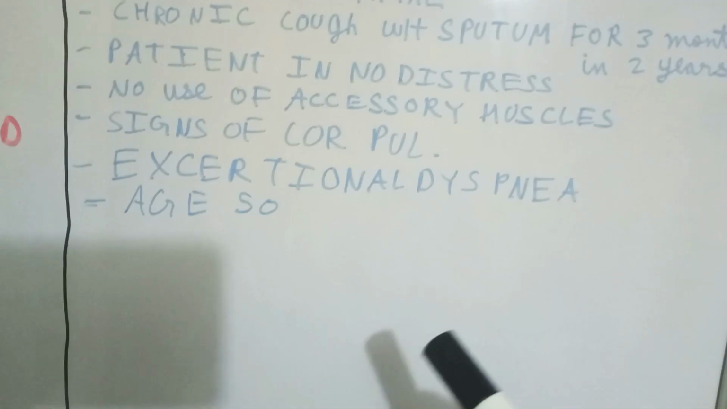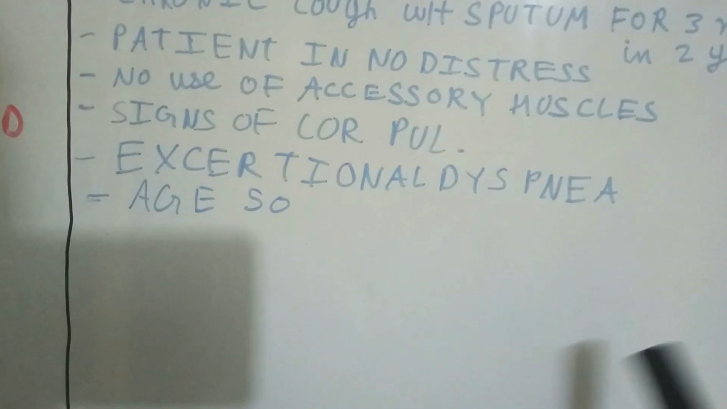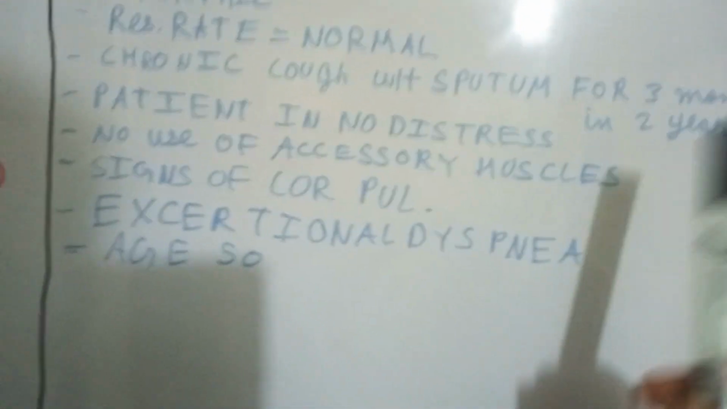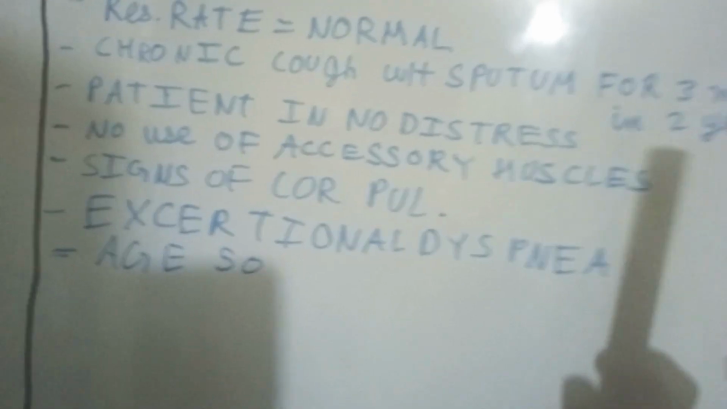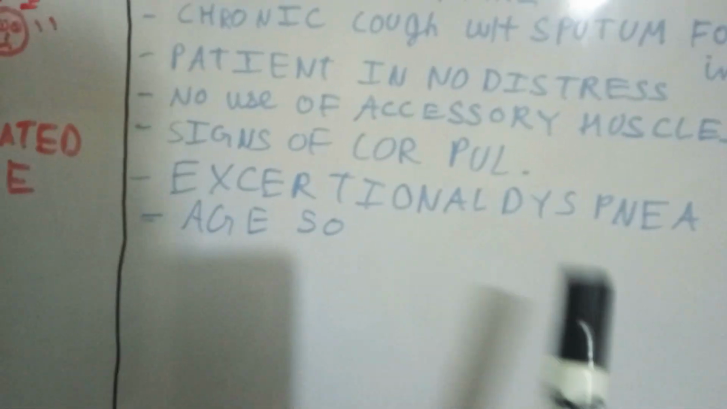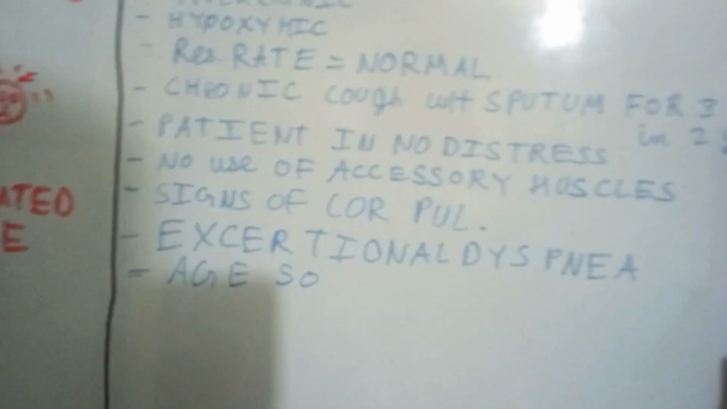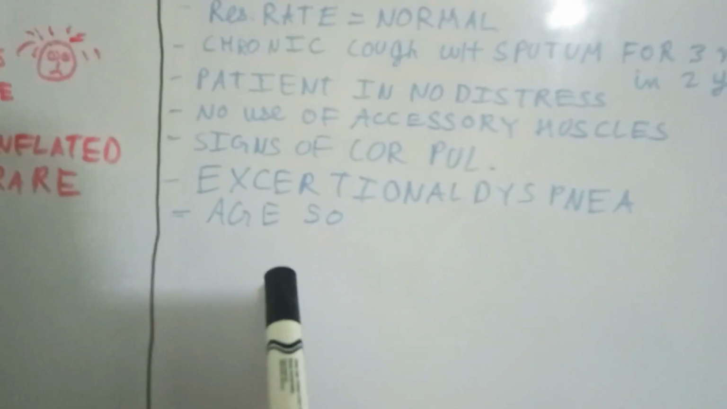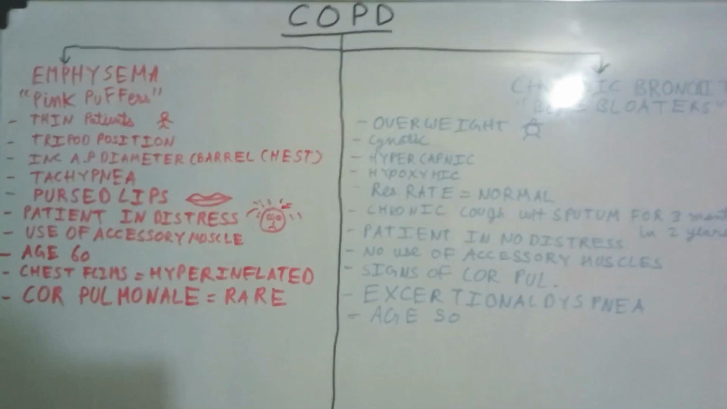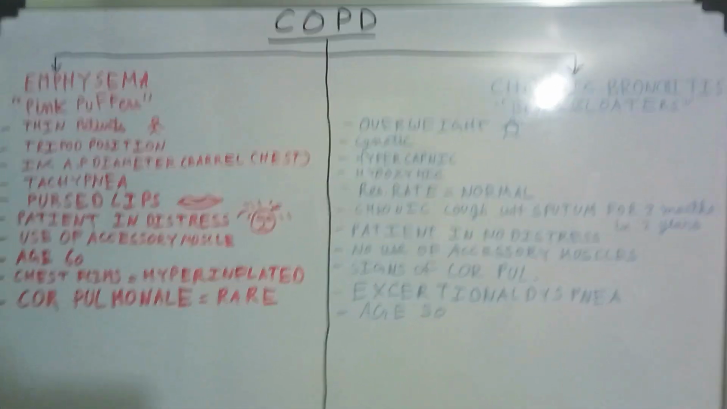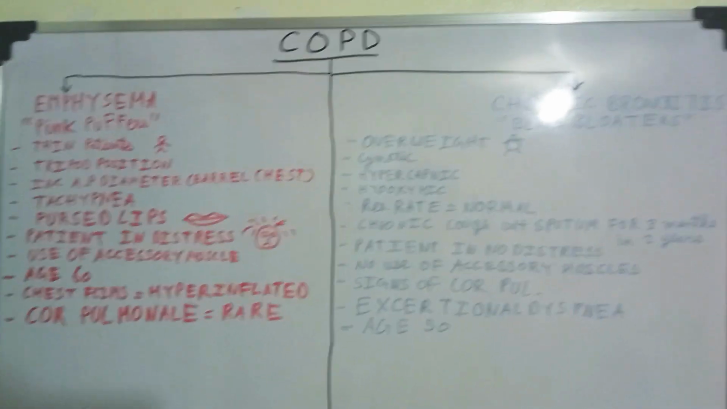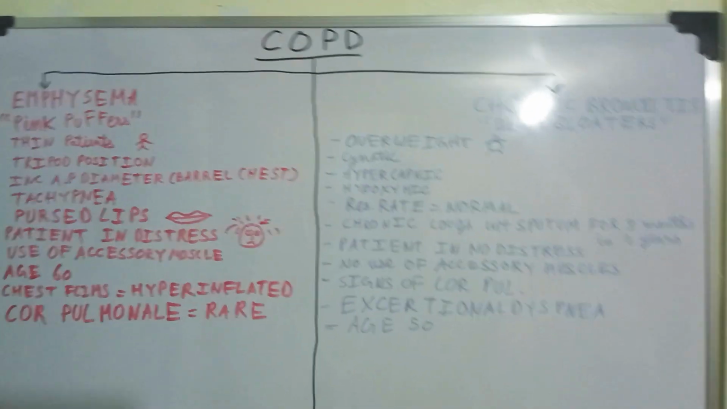They also usually present with exertional dyspnea. So if you see a patient with chronic cough with sputum for 3 months in 2 years with exertional dyspnea, you can say that the patient has chronic bronchitis. The usual age of this patient is 50. So this is the basic differentiation between emphysema and chronic bronchitis. I'm going to post another video which will tell the overall pathway of COPD.